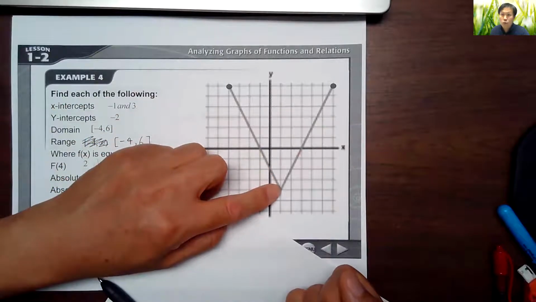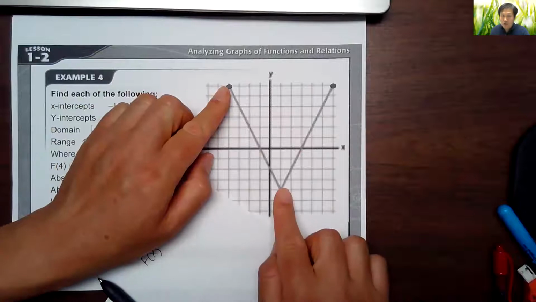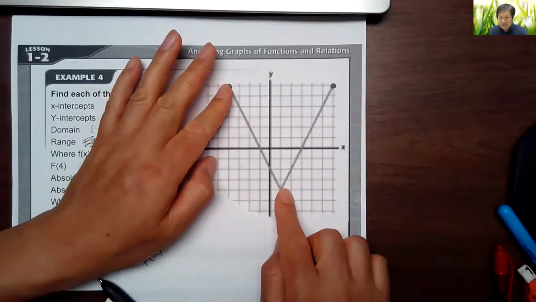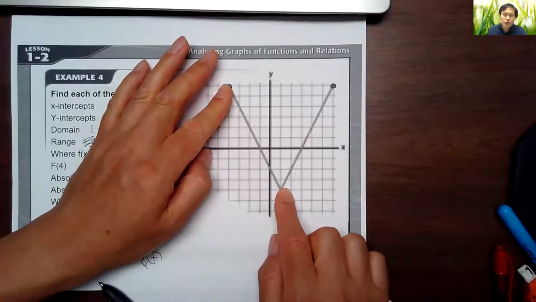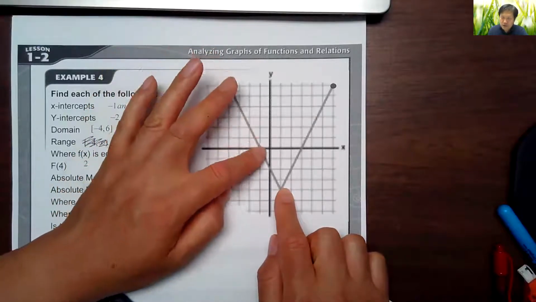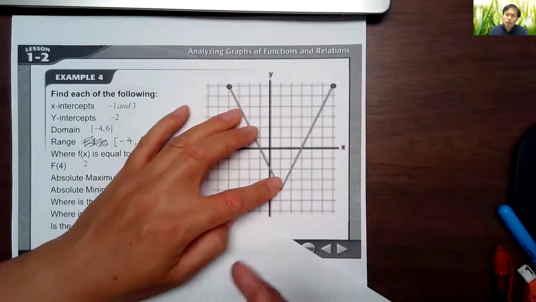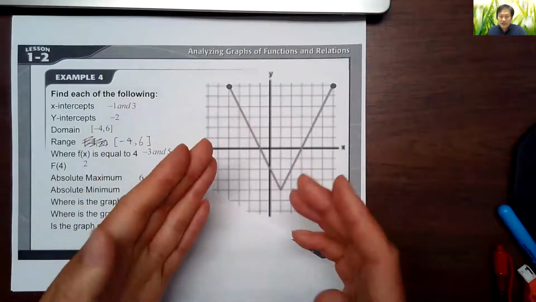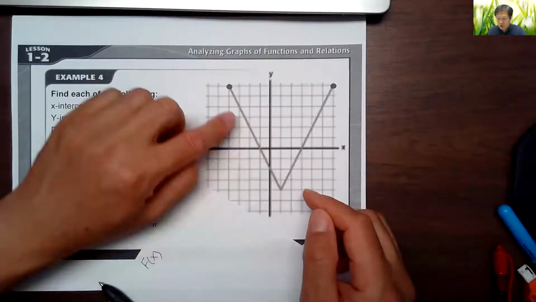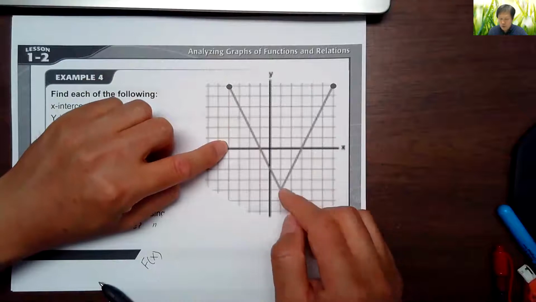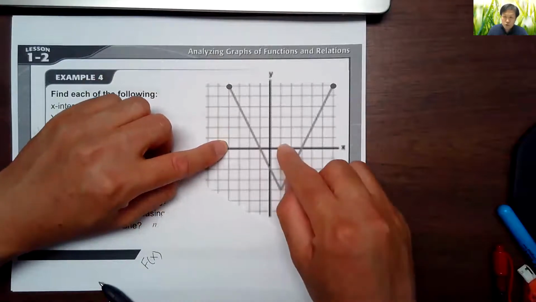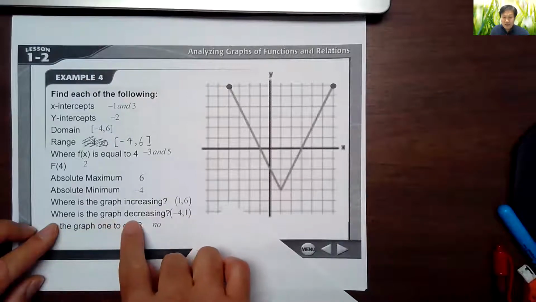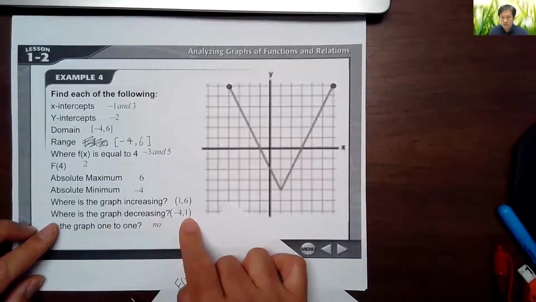From where to where? From here to here, the y value is decreasing as you move to the right. So the interval from here to here is decreasing. One thing you have to be careful about: the y value is decreasing, but when you write the answer, you need to write it from x value to x value. What's the x value here? Minus 4. What's the x value here? 1. So the answer to where the graph is decreasing is minus 4 to 1.